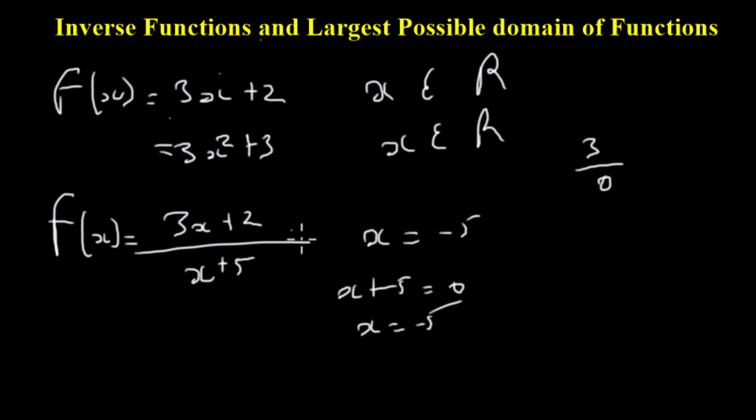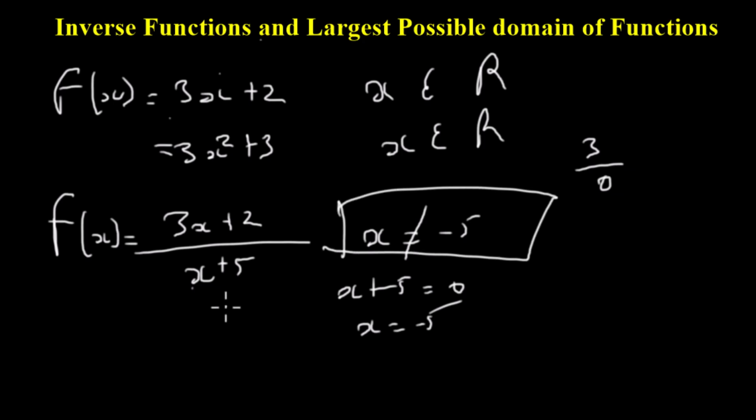So if we're looking for the largest possible domain, then we'll have to say that x must not be equal to negative 5. Then any other value we can put inside it will definitely return an answer. It doesn't matter, minus 25, minus 1 million, by the time you put it here and then you divide, you still have an output. So for a fraction, just simply take the denominator and equate it to 0 and then get the value of the unknown. So put your not equal to sign like this. This is the largest possible domain of this particular function.